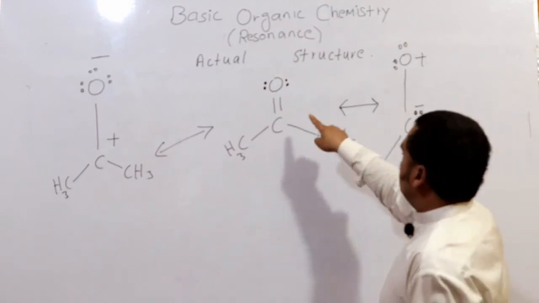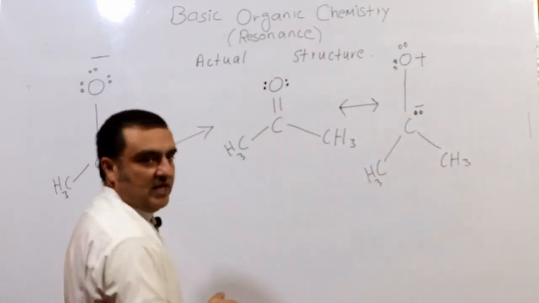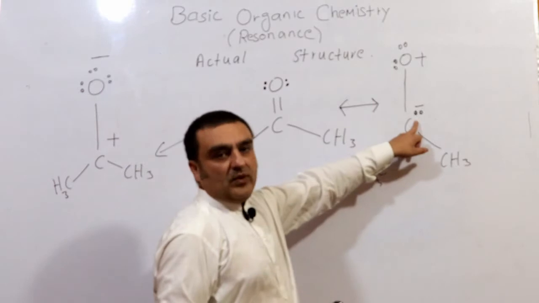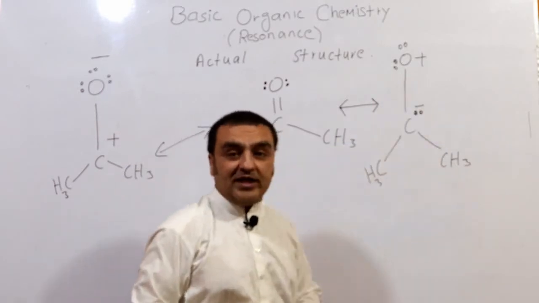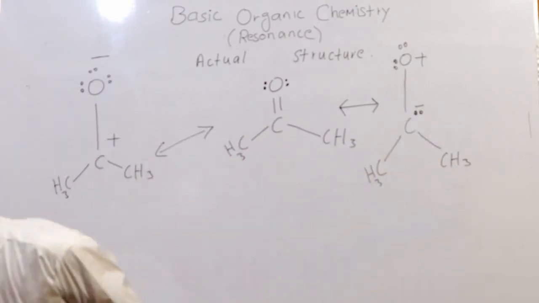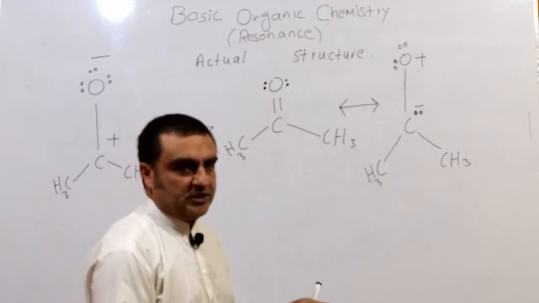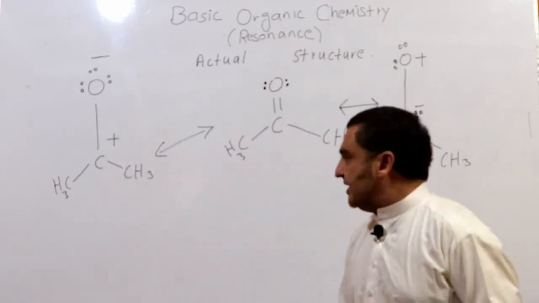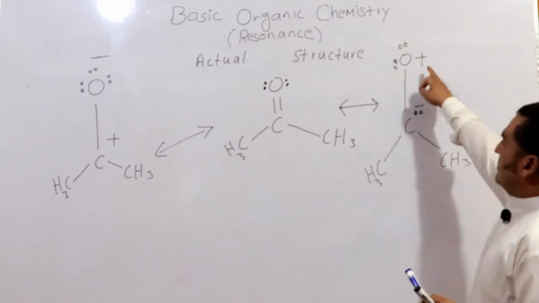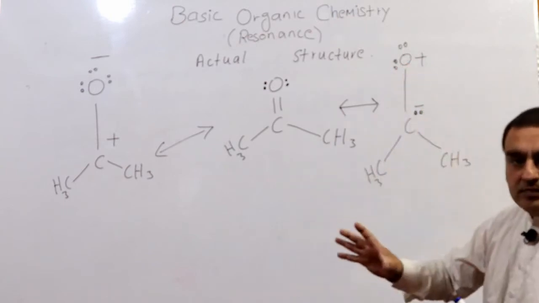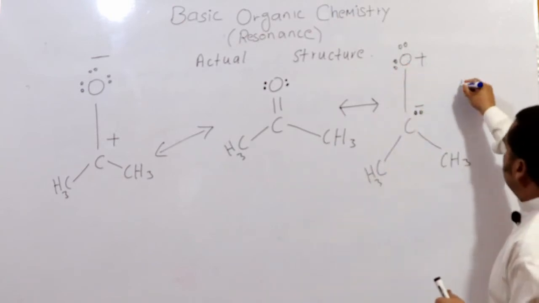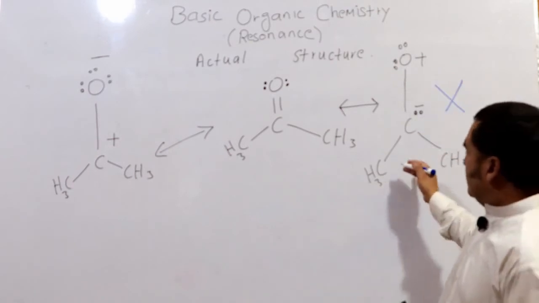And here, if those electrons just sit on this carbon, what will happen? It will acquire a negative charge, and oxygen will acquire a positive charge. So from the previous knowledge, you can very quickly understand and reject this structure, because oxygen has an incomplete octet, so this will not contribute. This is out.